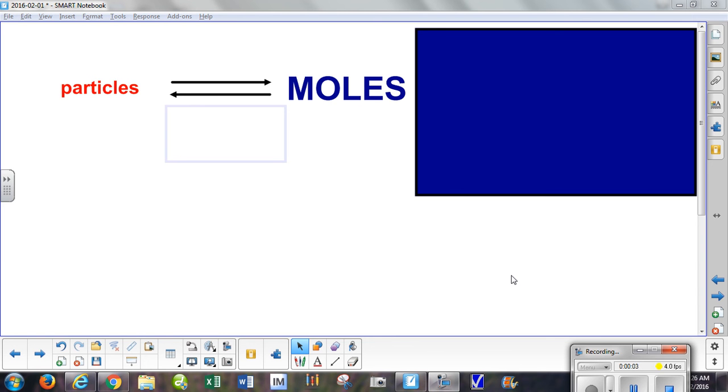In Chapter 11.1, we learned how to take particles to moles, or given moles, taking moles to particles. That's why you're seeing in this video right now particles on one side and moles on the other. So if I wanted to take particles to moles, I would be following the top arrow. If I wanted to take moles to particles, I would go this way. And as a means of review, let's look at a typical chemical equation.